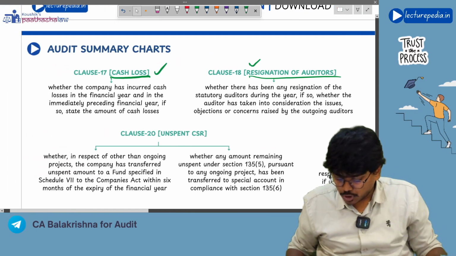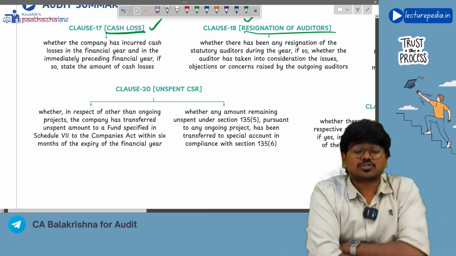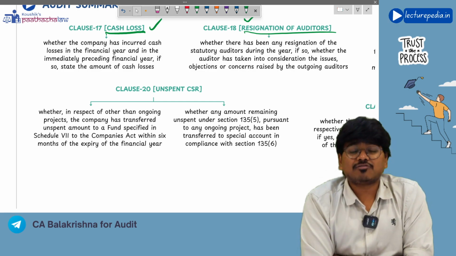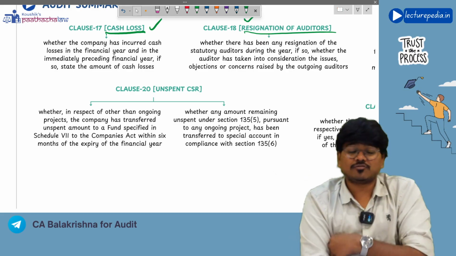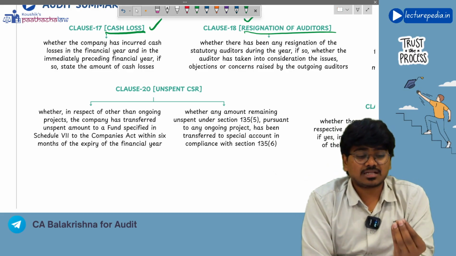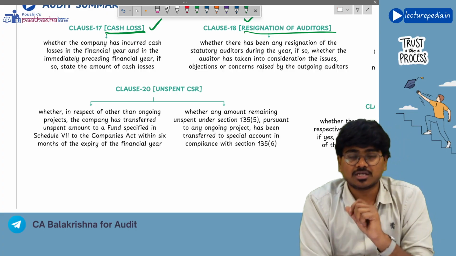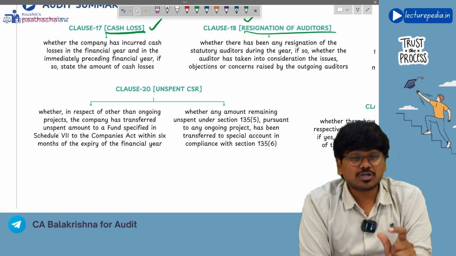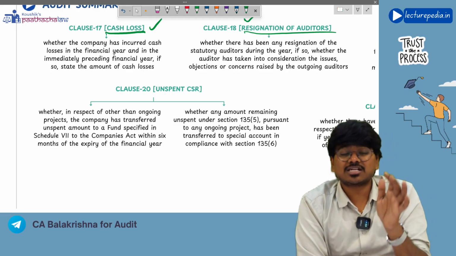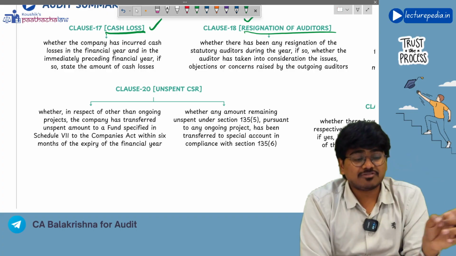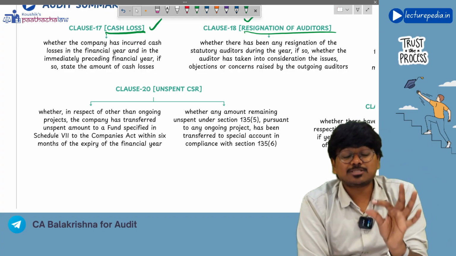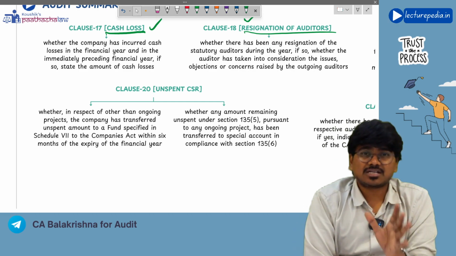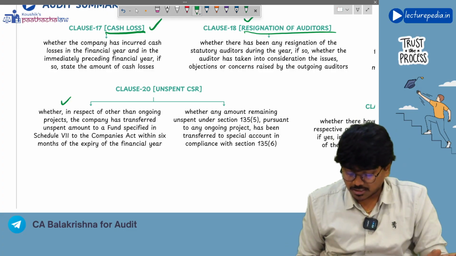Understood? Yes. Next, clause number 20, which is about unspent CSR, that is corporate social responsibility. Certain companies have a mandatory requirement to spend 2% of their profit for the benefit of society. This amount generally has to be spent within 6 months from the end of the financial year. If you fail to spend that amount within 6 months from the end of the financial year, you have to deposit it in the investor education and protection fund. So whether the unspent CSR is deposited within 6 months from the end of the financial year in that fund or not, the auditor will report in this first subclause.